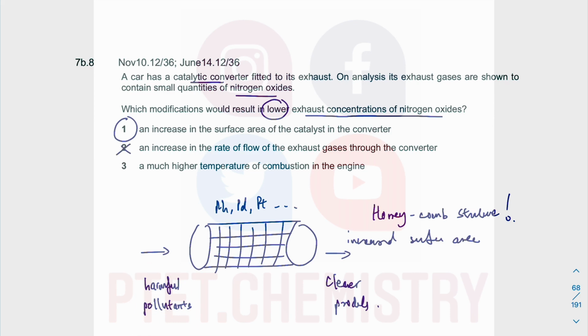Okay, so 2 is definitely incorrect. You want it to be slower. Alright, so there's option D.